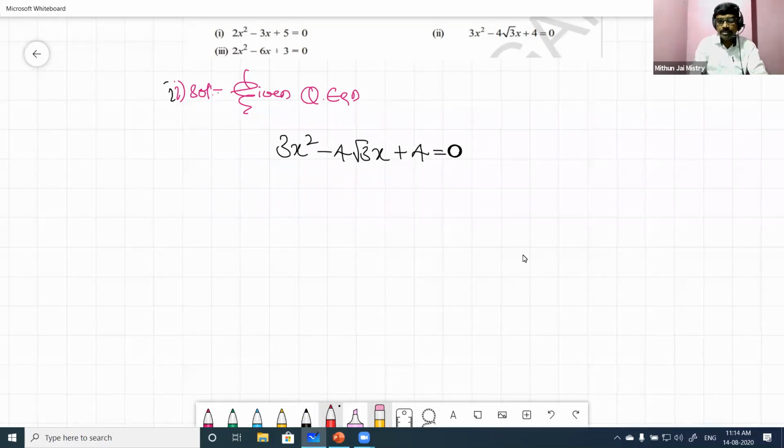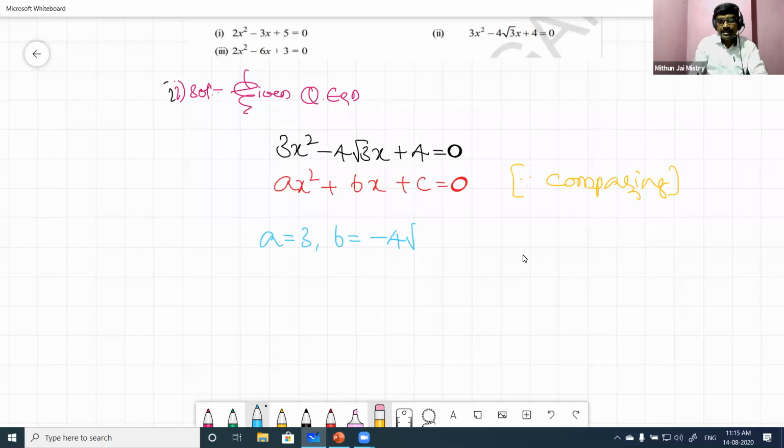So let us write the general form, that is ax square plus bx plus c is equal to 0. Previously I forgot to write "since comparing". You need to write that. After comparing, what you get is a as 3, b as minus 4 root 3, and c as 4. This is what you're getting. It may take 4 or 5 minutes, please.